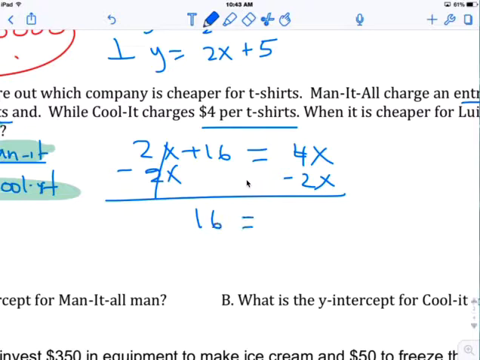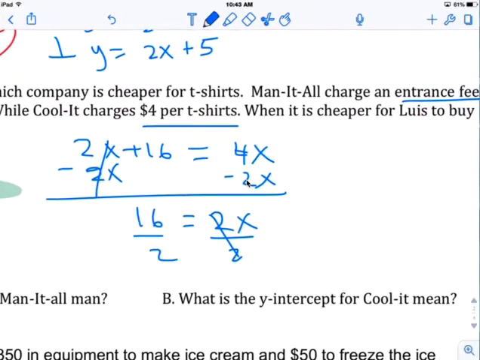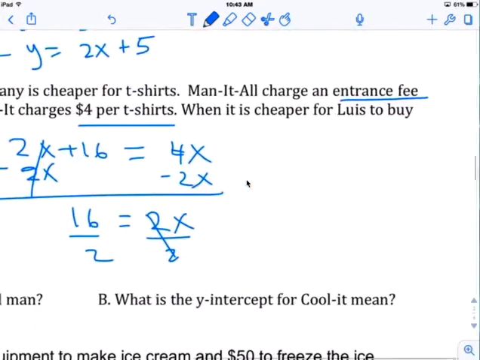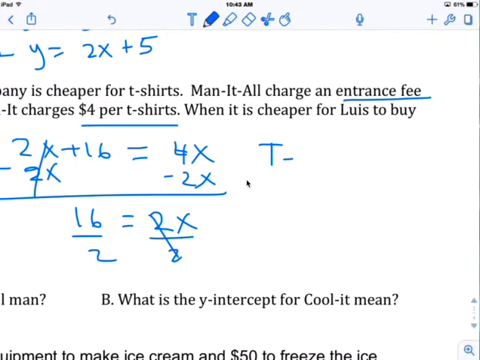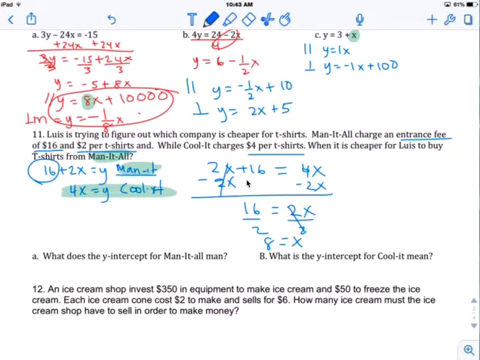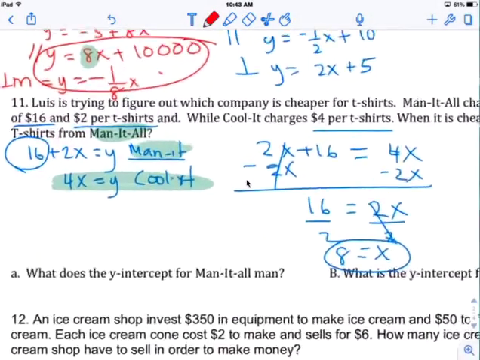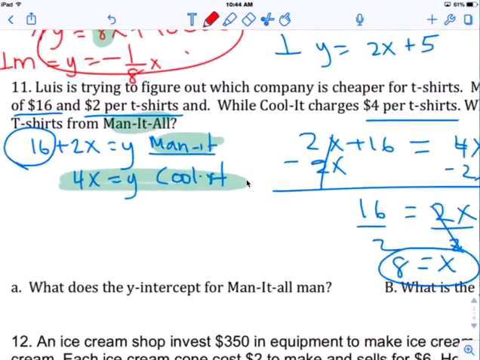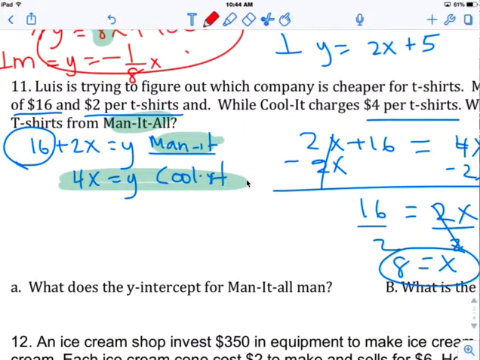This will be on your test too. When will it be cheaper? Divide by 2, divide by 2. So 8 t-shirts. Before, because of the entrance fee, Cool-It's cheaper, but at 8 t-shirts they both charge the same, and after 8 t-shirts, Manit will be cheaper.